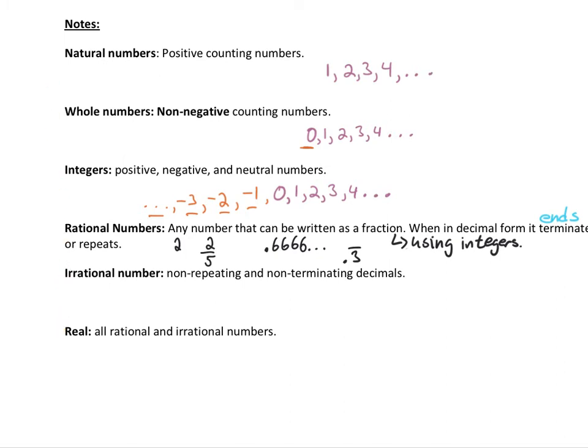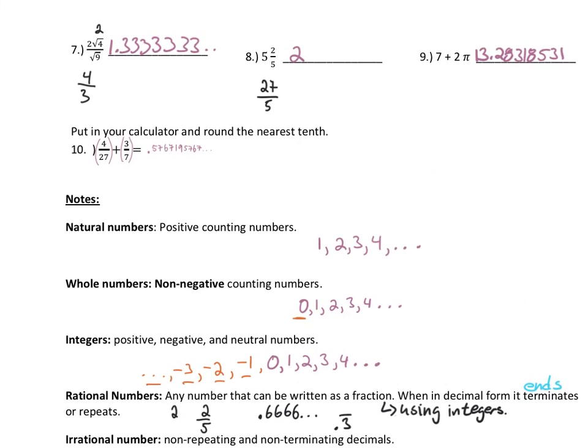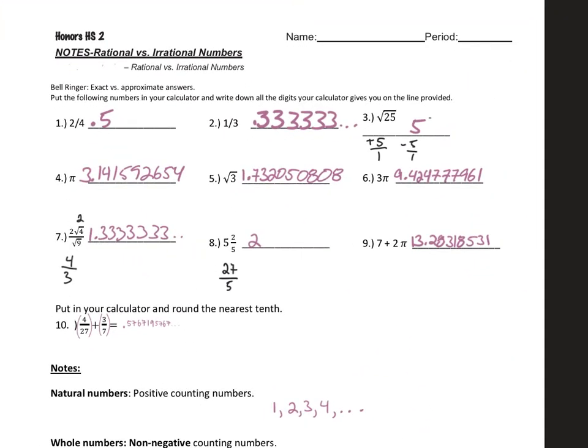Look up at the top here, non-repeating and non-terminating. We talked about this being rational. We talked about this being rational. We talked about this being rational. We talked about this being rational. And this one, right? All of these are rational numbers. If you have some colored pencils nearby, it might be worth color coding your notes just like I did.